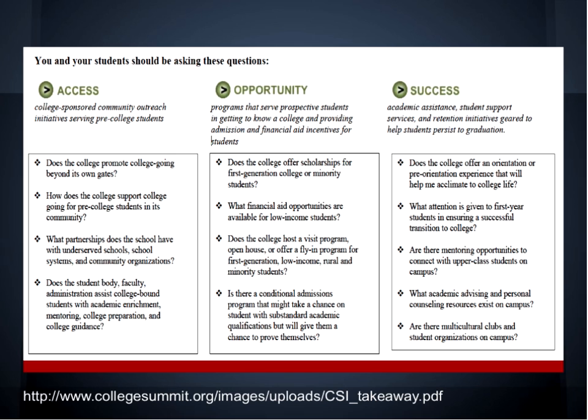Opportunity refers to the financial assistance and scholarships available to low-income or rural students, as well as support from universities for students during the application process, such as fee waivers for applications. Success refers to programs in place at the university or college to mentor, orient, and support first-generation and low-income students once they come to campus.